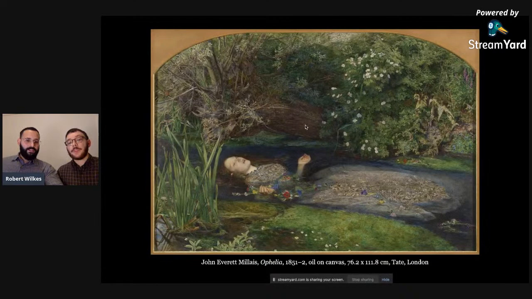And it's a really excellent example of how the Pre-Raphaelites took the approach of truth to nature very seriously.